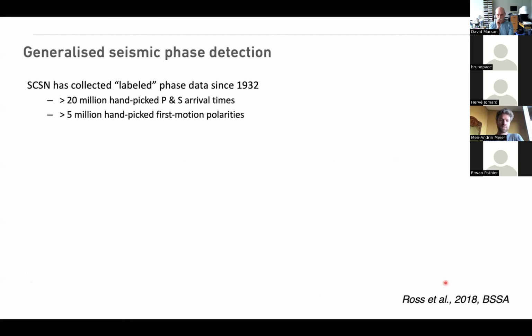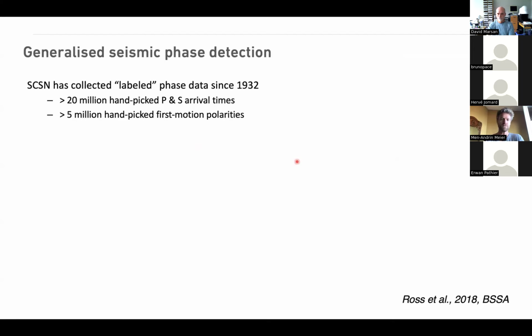And the way we've done this, I'm going to skip most of the details here, but the reason why we can do this is because in seismology, we have an almost outrageous amount of hand-labeled data. So for example, at the Southern California Seismic Network, we have over 20 million hand-picked P and S arrival times. There's people that do, for the most part of the day, nothing else than just go through seismograms and say, well, this is a P wave, and here's exactly where it starts. This is an S wave, and here's exactly where it starts.